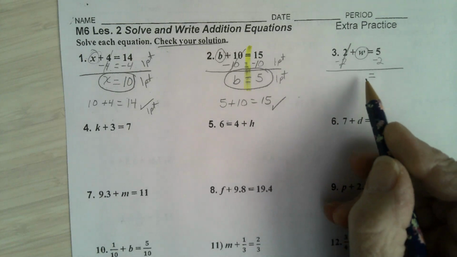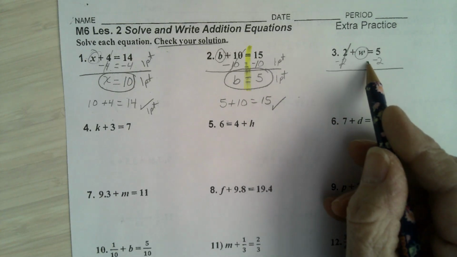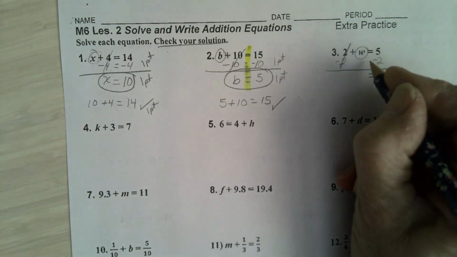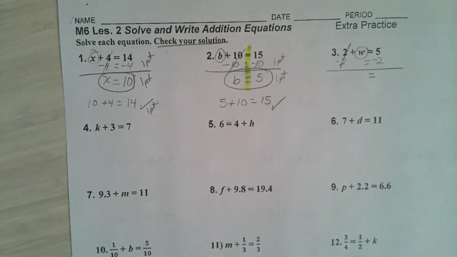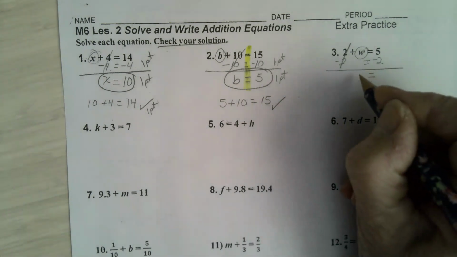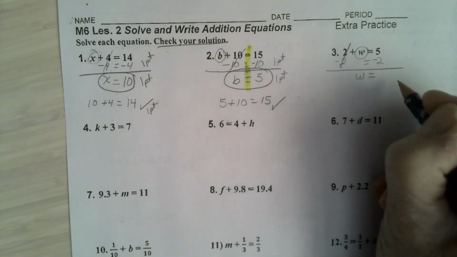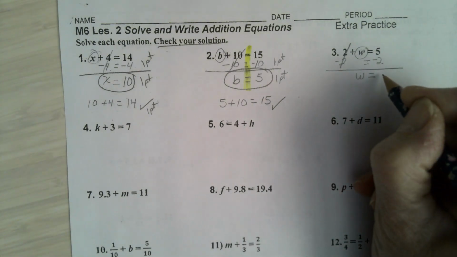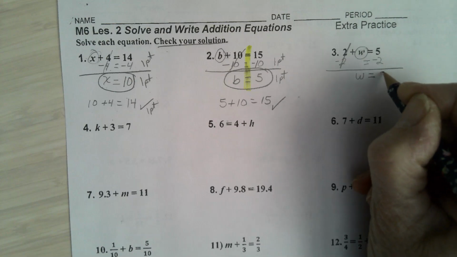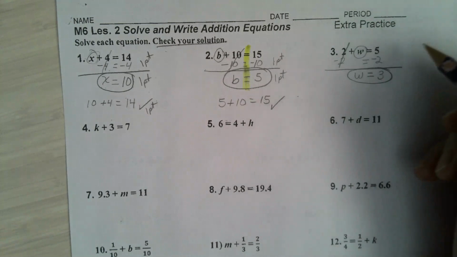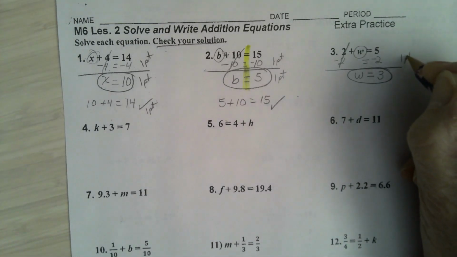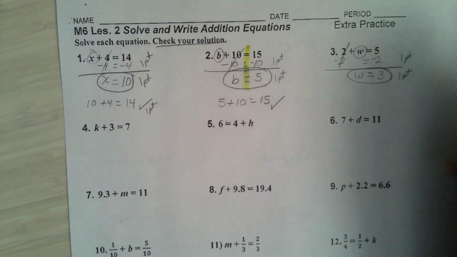I make it optional if you want to put an equal sign here. You can if you want to, but I don't require it. But I do require this equal sign once you draw the line. Bring down your variable. W equals, what's 5 minus 2? 3. Circle your answer. Now we have our 1 point for work, 1 point for the answer.